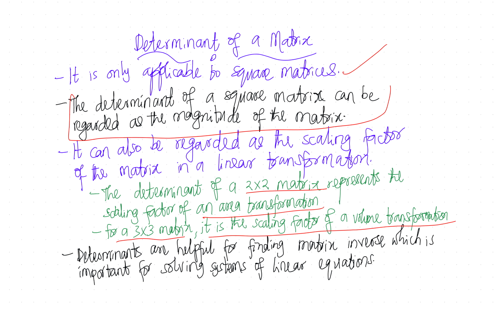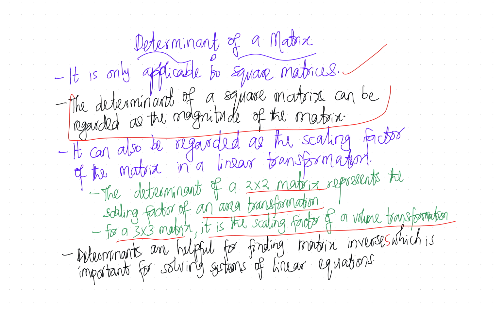So determinants are helpful for finding matrix inverses, right? Which is important for solving systems of linear equations. So along the line, we'll be talking about how to solve systems of linear equations using ideas from determinants, inverses, and things like that. And one thing you can know upfront is that for any matrix whose determinant is zero, you cannot find the inverse. And once you can't find the inverse, you will likely not be able to solve the problem.